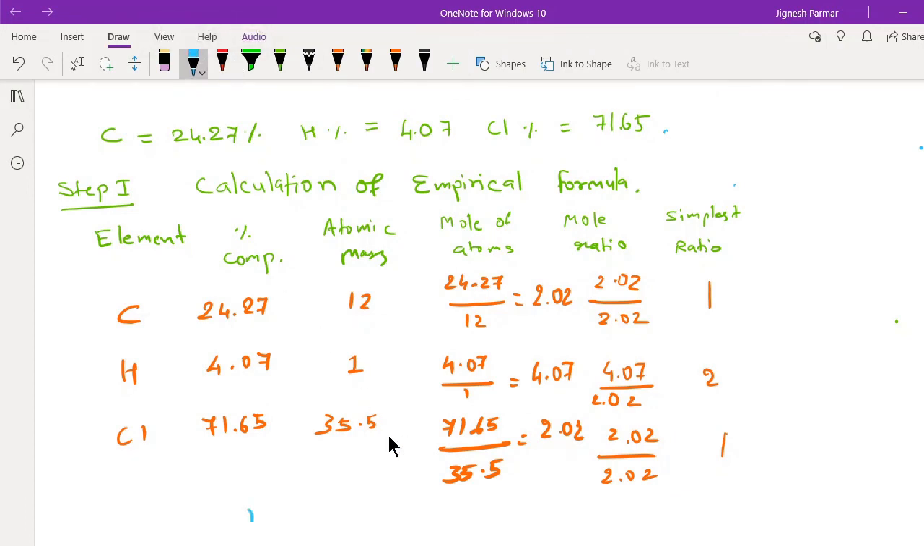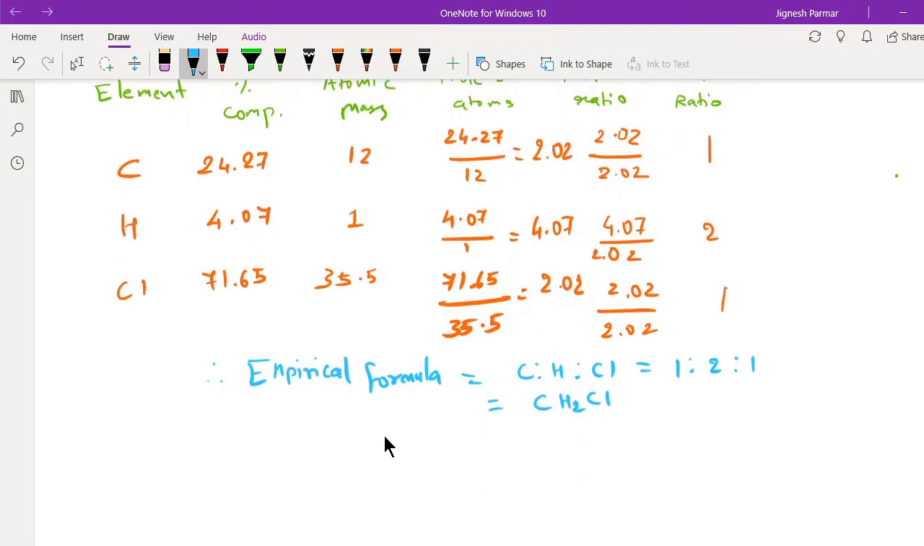So this is the way your empirical formula of this compound is found. You can write down, therefore, empirical formula: carbon to hydrogen to Cl is 1 to 2 to 1, so it is CH2Cl. This is the empirical formula. So step 1 is finished. Now let's go to step number 2.